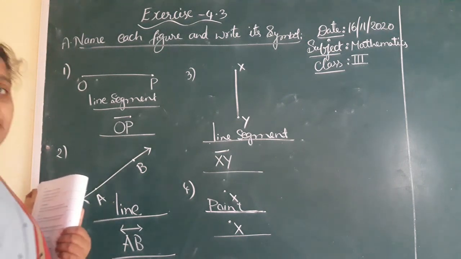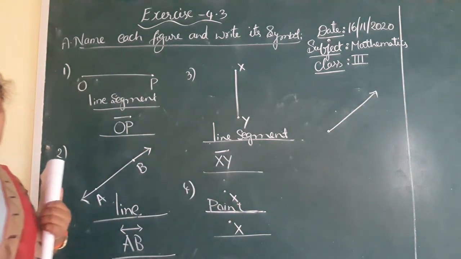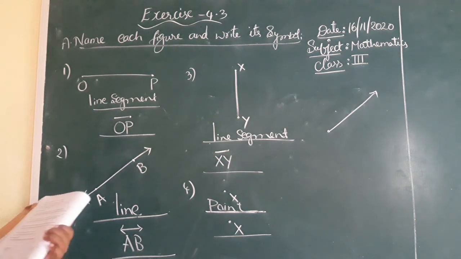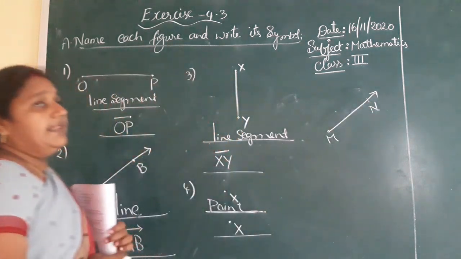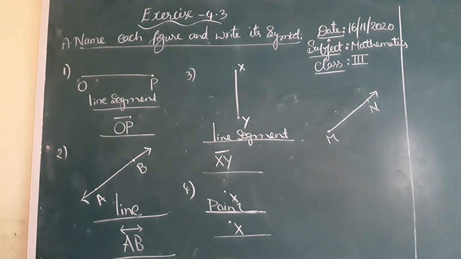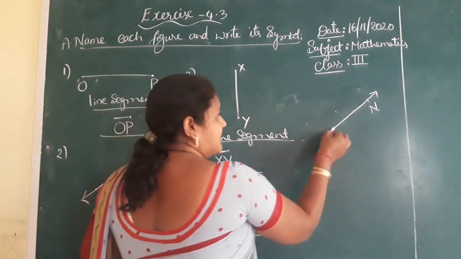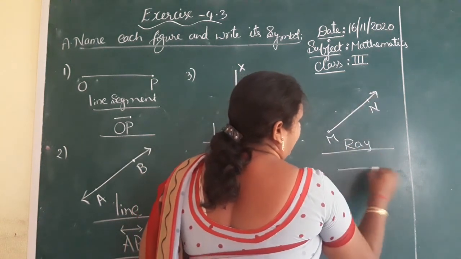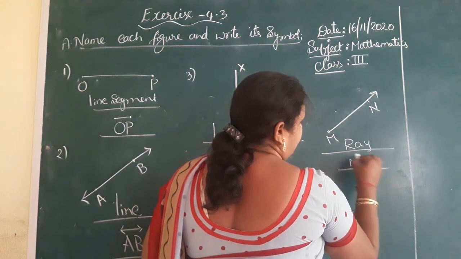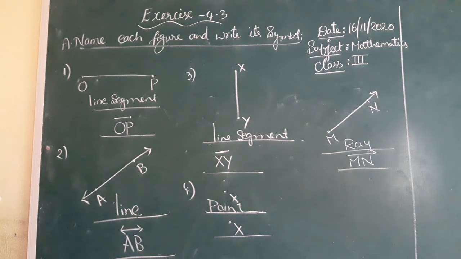M and N are given with one end point, and on the second side it goes on. They gave the first end point as M and took another point as N. And they are asking what is the name of this figure. It is a part of a line. It extends only in one direction. We call it a ray. And you have to show that with the symbol MN. Okay. See the sixth one.